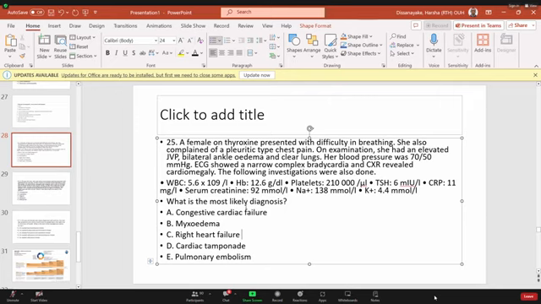Pleuritic chest pain is a mainly incompatible feature, and also bradycardia. That is not fitting.